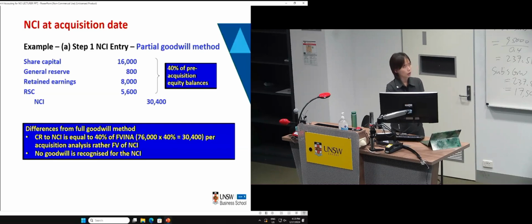And the NCI on the partial goodwill method at acquisition is equal to its proportionate share of the subsidiary's FVNA. So the subsidiary's FVNA is 76,000. We multiply by 40%. That is your NCI balance on acquisition day. See, same, right? Which means most likely you debit allocation of the subsidiary's pre-acquisition equity, and have the right calculation. So try to verify this number to ensure you have the correct calculation in your entry.